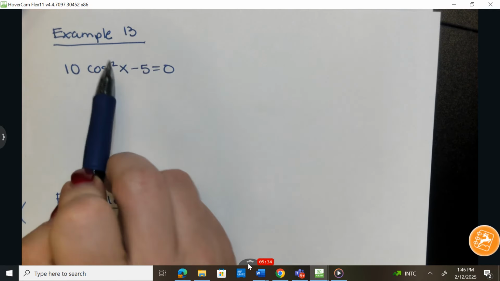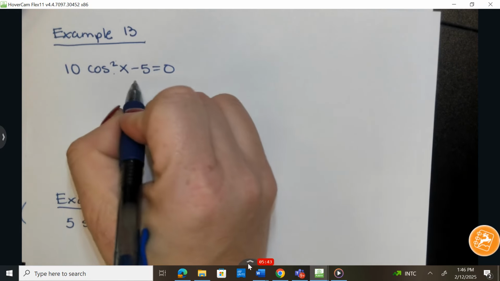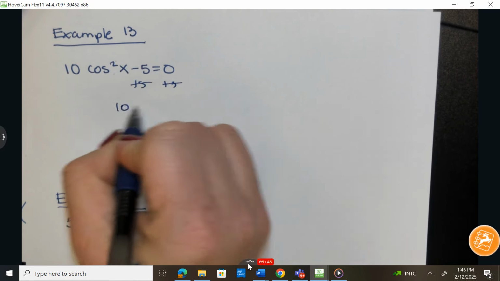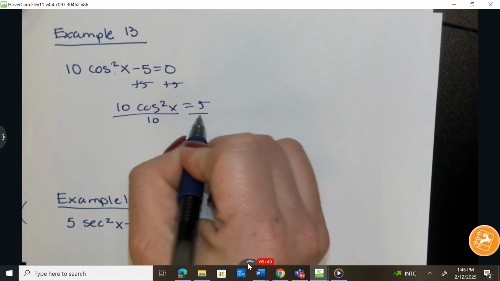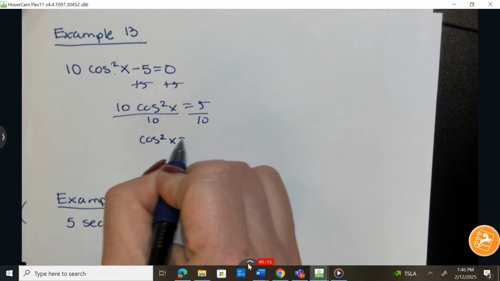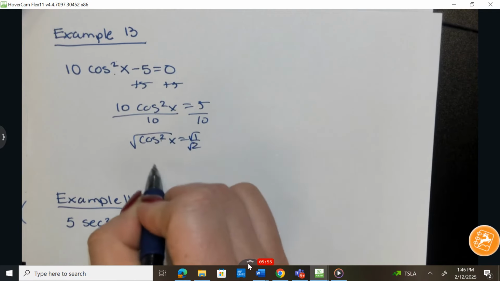Now, this is not a 2, it is a square. Keep that in mind. That does not say 10 cosine 2x. It's cosine x squared minus 5. So we're going to start by adding 5 to the opposite side. I'm going to divide by 10. And now I'm going to take the square root of this.